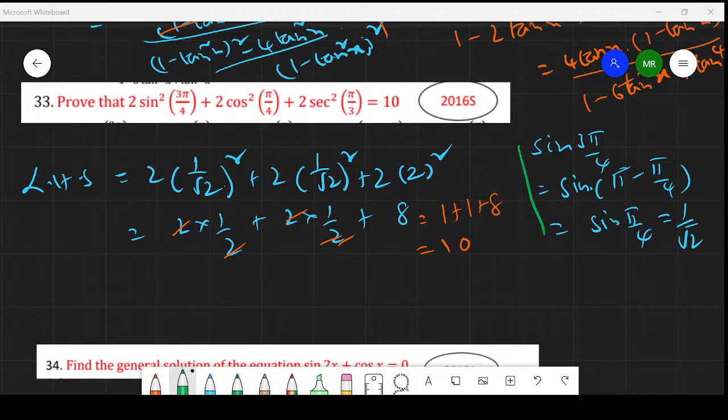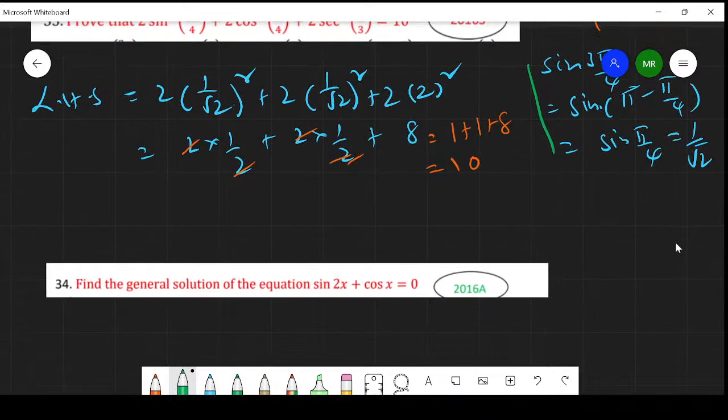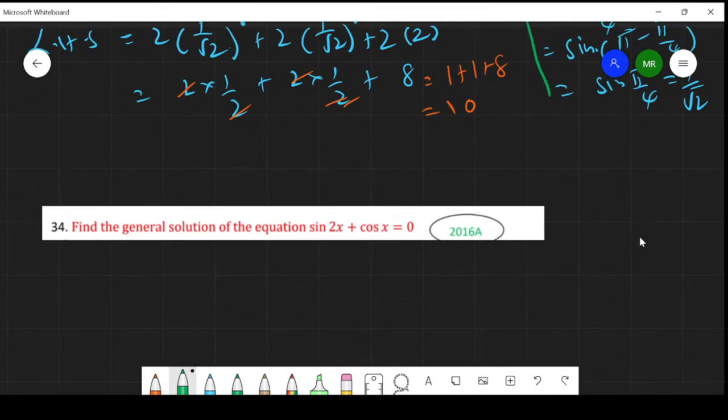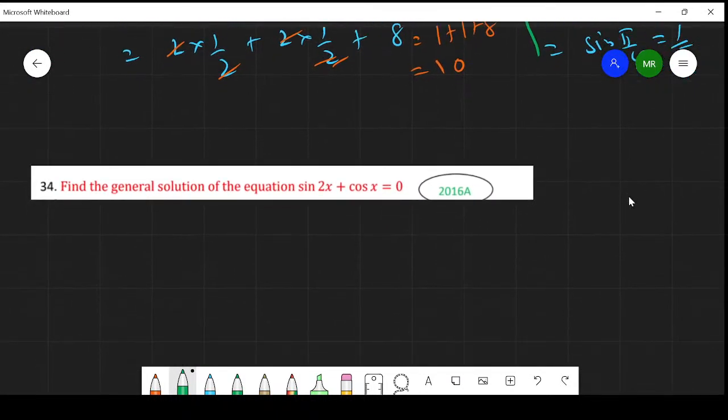Now I will do the next problem. See the next problem now. Find the general solution of sin 2x plus cos x equal to 0.